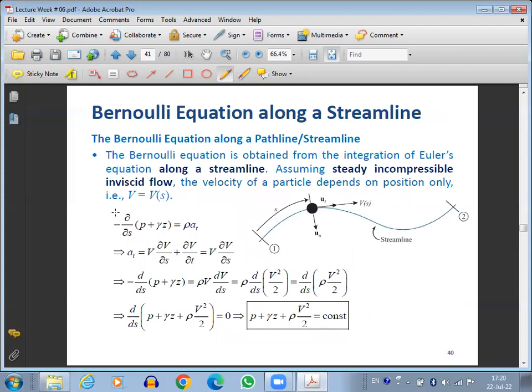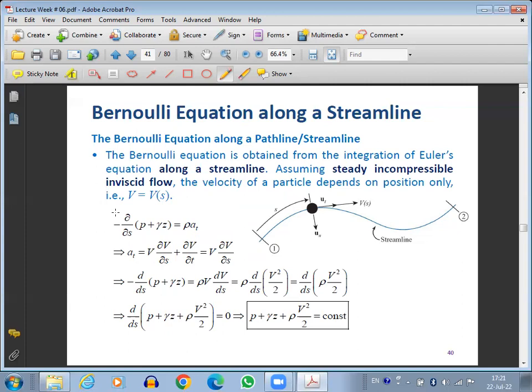Okay, so the next topic is a very important topic, Bernoulli's equation. Bernoulli did a lot of work, and now you have to do a lot of work because Bernoulli did a lot of work and published it.